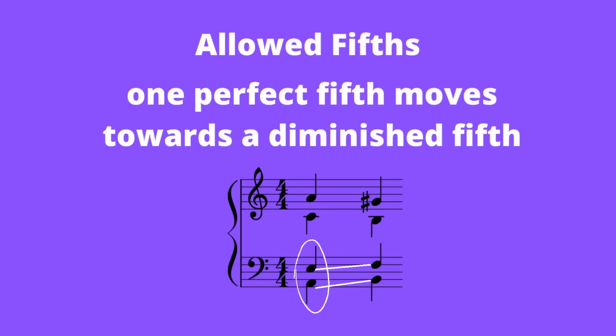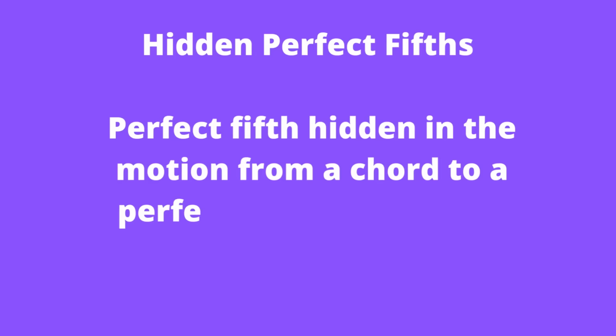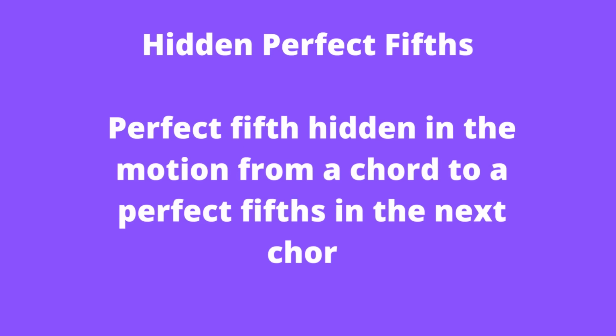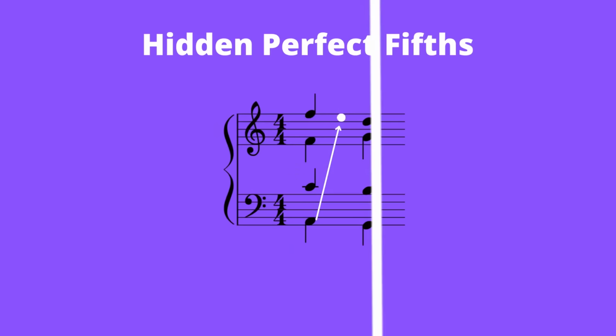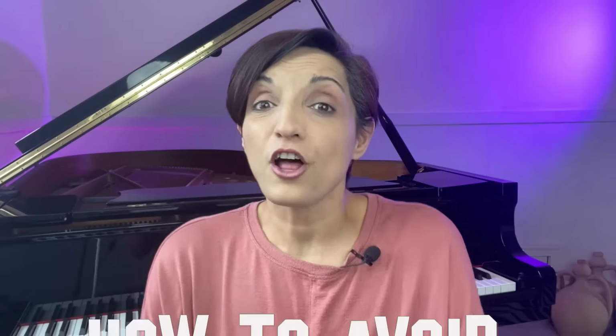While these fifths are easy to spot because they are out there on the paper, parallel fifths can also be hidden or implied in the motion from a chord towards a perfect fifth. For example, we can see here how the first fifth is hidden in the transition from the first chord to the second chord. These types of hidden parallel fifths are allowed when the top voice moves by whole or half step. The only way to avoid parallel fifths is to check at all stages of part writing.